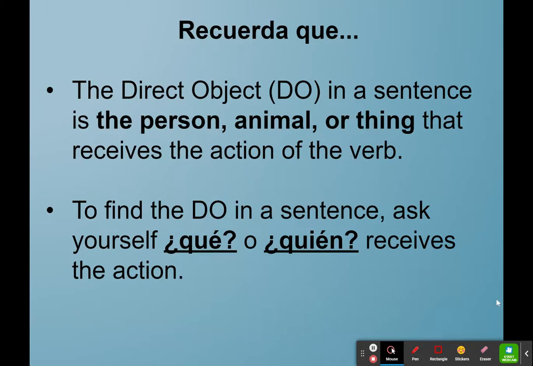It's also important to remember, as we said earlier, the direct object in a sentence is the person, animal, or thing that receives the action of the verb. And something you can do to find the direct object in a sentence is to ask yourself who or what is on the receiving end of the action.